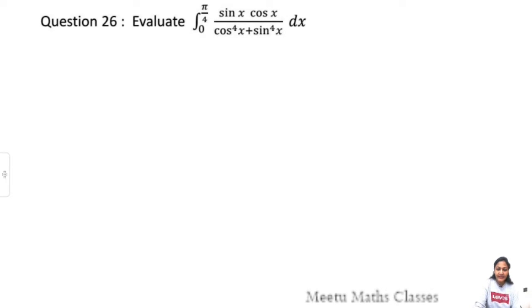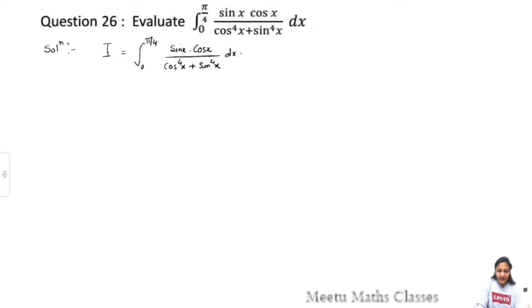Evaluate integral 0 to pi by 4 sin x cos x upon cos raised to power 4x plus sin raised to power 4x dx. Now, to solve this integral, let our integral I be integral 0 to pi by 4 sin x into cos x upon cos raised to power 4x plus sin raised to power 4x into dx.